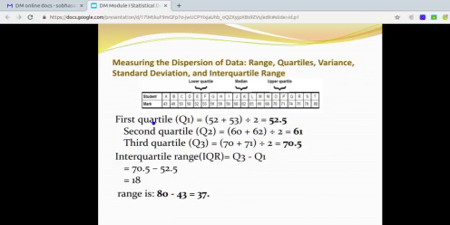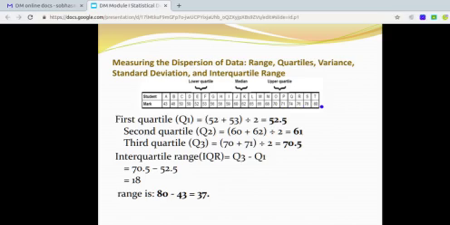Now, what is quartile? Quartile represents the mid value between the first quantile and the second quantile. So for finding the mid value, you take 52 plus 53 divided by 2, that is 52.5. 52.5 is Q1, the lower quartile value. Second quartile is 60 plus 62 divided by 2, that is 61. Q3 is 70.5, 70 plus 71 divided by 2. And of course, the maximum value is 80.